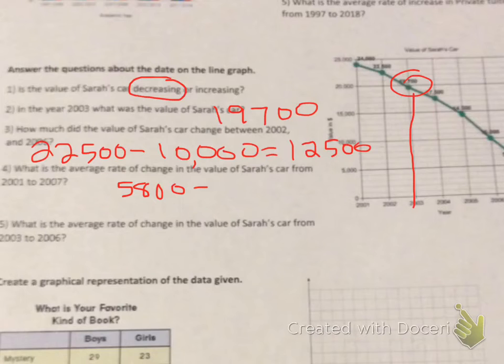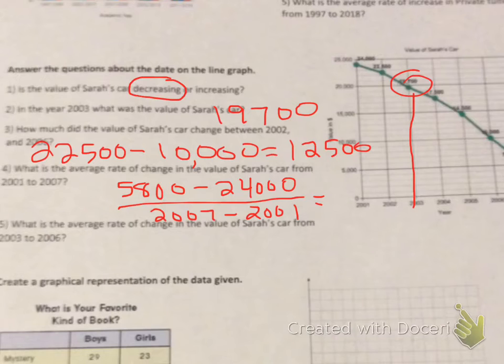So I'm going to go $5,800 from the very last value her car had in 2007 to her starting value of her car. And her starting value of her car was $24,000. And then I'm going to have my years on the bottom. So it's 2007 minus 2001. When I punch that in my calculator, that's going to give me the average rate of change per year in her price. And I get that as a negative $3,033.33.